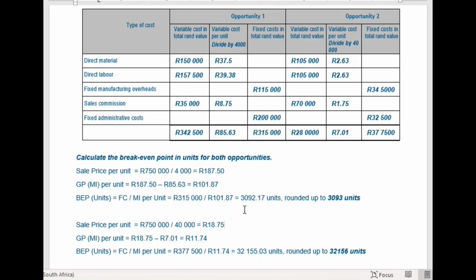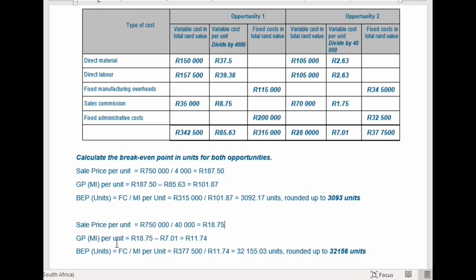3,092.17 units. But you cannot sell 0.17 of a unit. Okay, so you must round it up. When it comes to units, we always round up, and you round it up to 3,093 units. The same now for opportunity B, opportunity 2 rather. You take the sales price per unit by taking the total sales, the turnover, and now dividing it by 40,000, and your sales price per unit is R18.75.